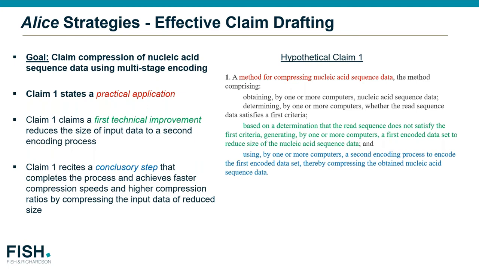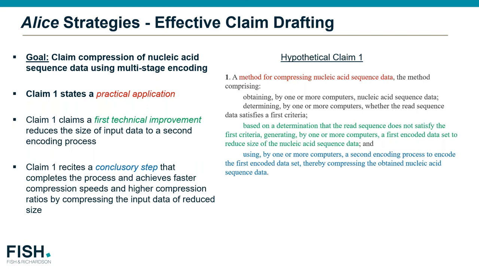But then here we also claim the technical improvement: we're performing this first encoding to reduce the size of the nucleic acid sequence data before providing it to the compression algorithm, the second encoding process. So this will be your first technical improvement. So you're already above the claims that were at issue in Stanford. And then you bring the step to a conclusion using a second encoding process to encode the first encoded data set, thereby compressing the obtained nucleic acid sequence data. So now you have achieved your compression, and your specification will say that it is faster and smaller because of this initial first encoding step.